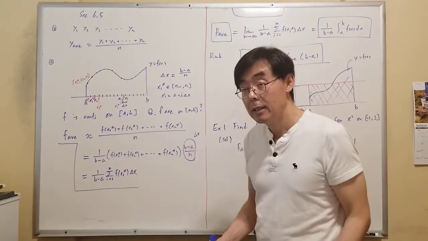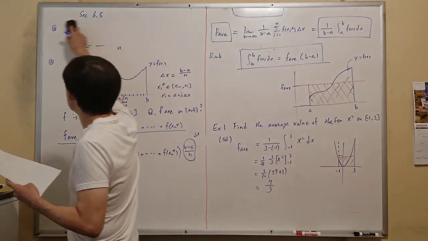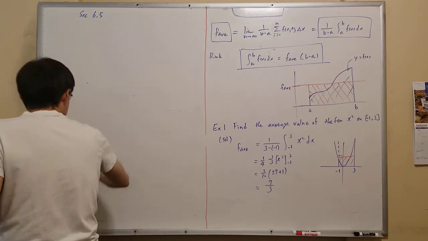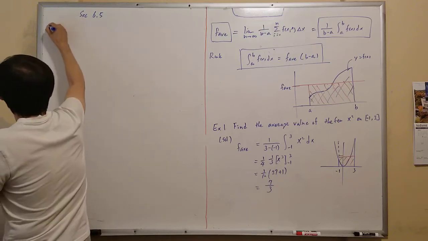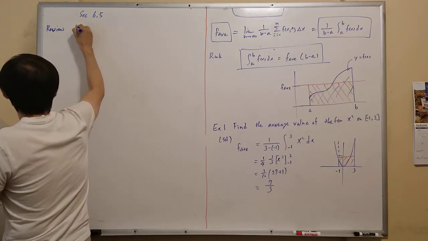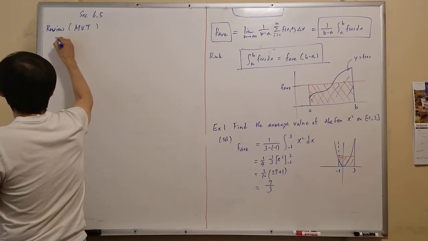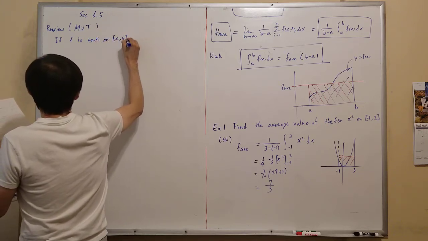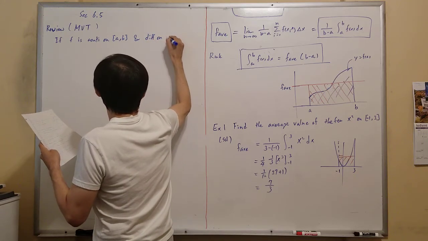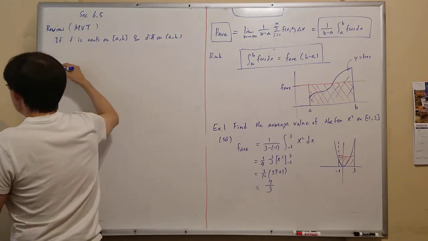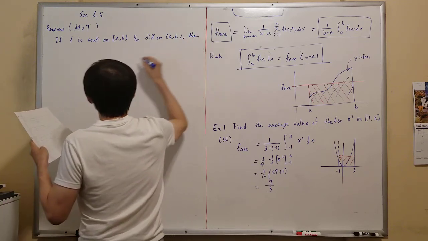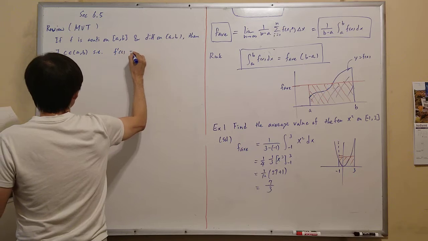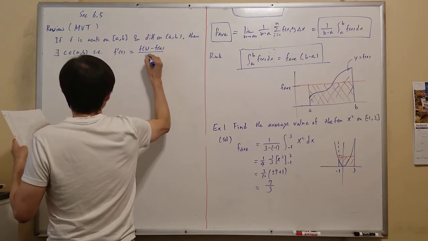Now let's review the mean value theorem. The mean value theorem was this: if f is continuous on a to b and differentiable on the open interval, then there exists some c between a and b such that f prime of c equals f of b minus f of a over b minus a.